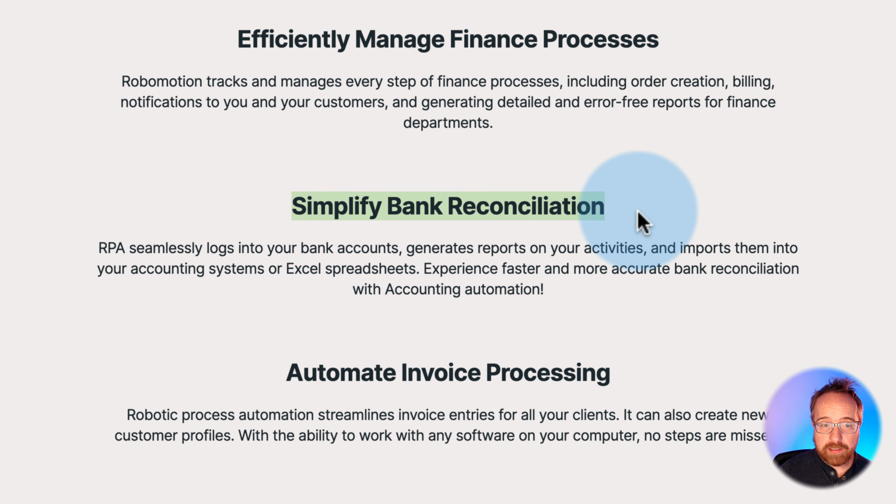Simplifying bank reconciliation. RPA, which is Robomotion. Robomotion is a software inside the RPA space, and RPA just means robotic process automation. It can log into your bank accounts, generate reports of your activities, import them into your accounting systems or Excel spreadsheets. That's a giant pain, especially during tax season, doing all that. RPAs like Robomotion can do it for you. And if you think of Zapier or Pabbly and think, oh, they can automate that, they probably can't. There's a lot of stuff they can't automate. Whereas with Robomotion, you can automate anything.